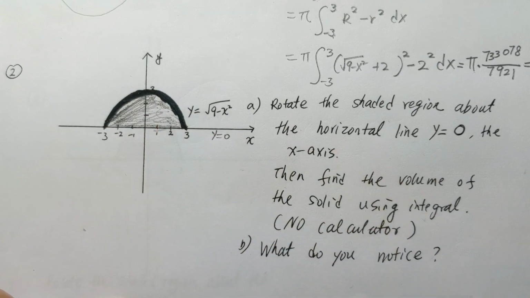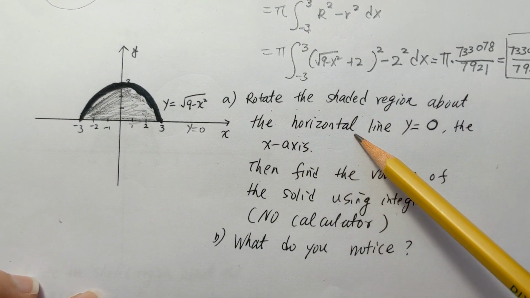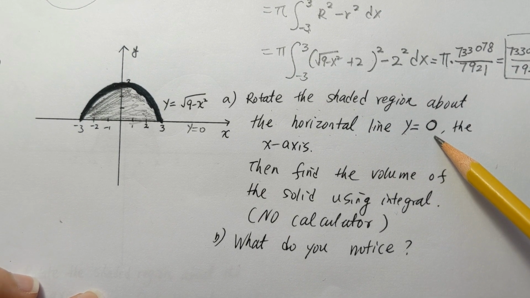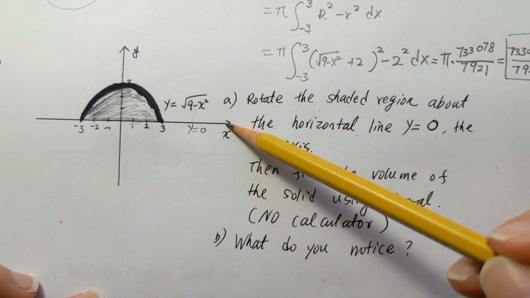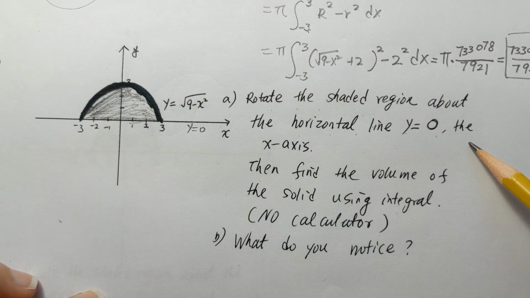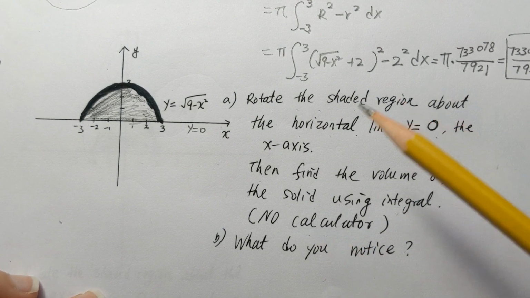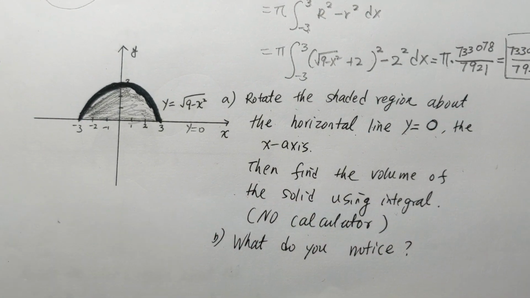Okay. So now part A. Rotate the shaded region about the horizontal line y equal to 0. Okay, it rotates about the x-axis. The axis is a part of it. Then find the volume of the solid using integral, no calculator. Okay, and B, what do you notice?